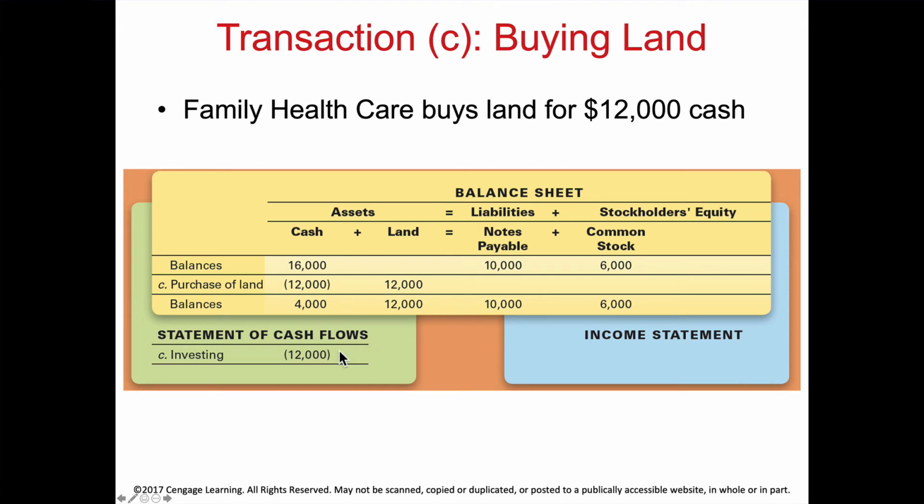And also, this is a $12,000 negative cash flow that was associated with an investing activity. So financing activities have to do with acquiring the funds to pay for your investments or to help with your operations, and investing activities have to do with acquiring assets. Okay?